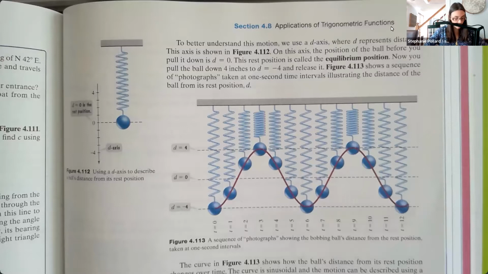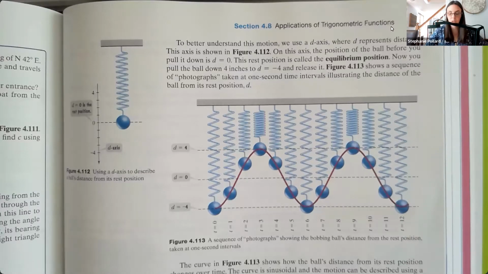The bobbing of an object attached to a spring, even things like radio waves, television waves, and sound waves, all have this same similar motion. And they're represented by trig functions. So here's one example.